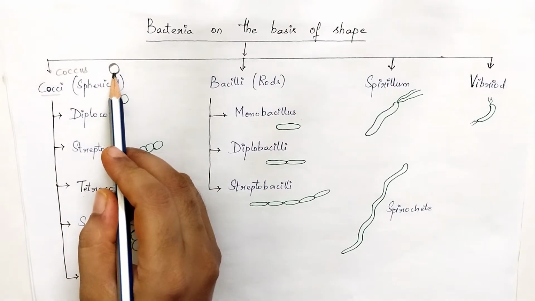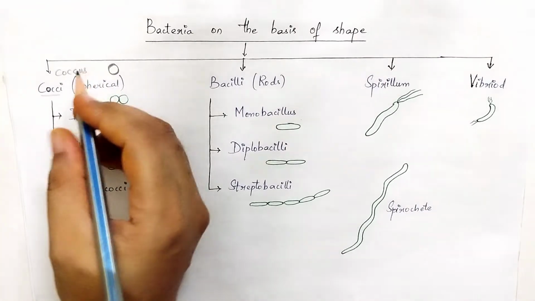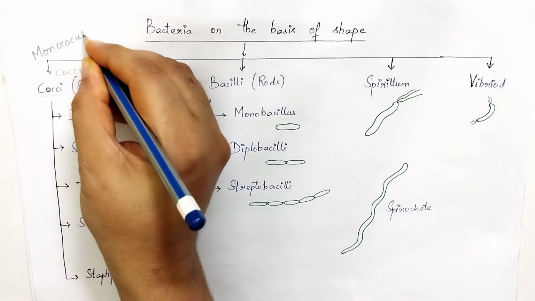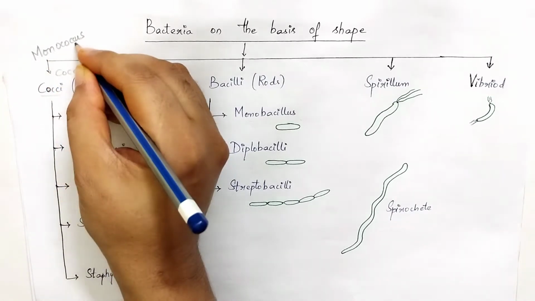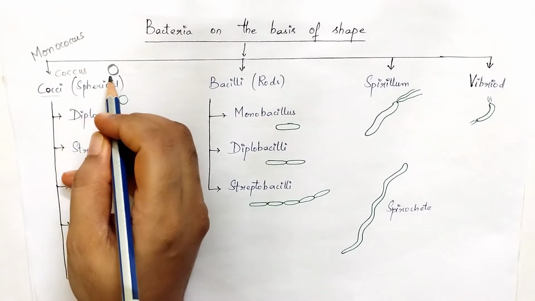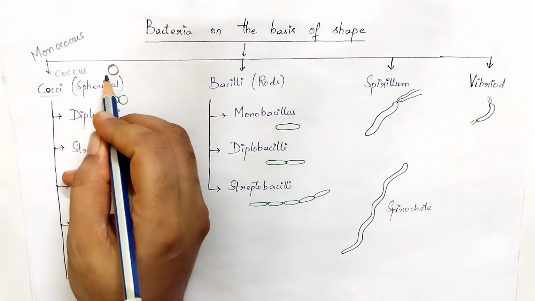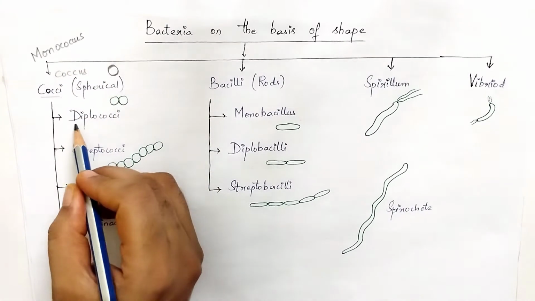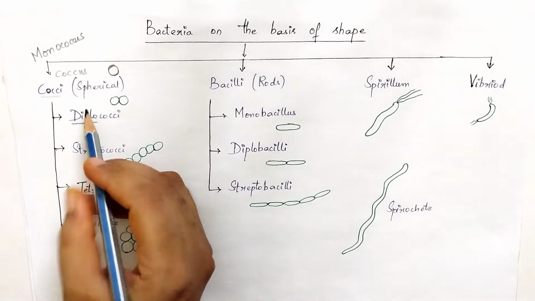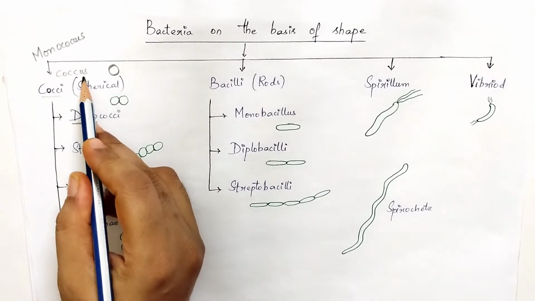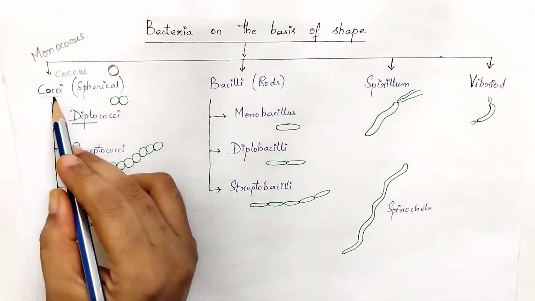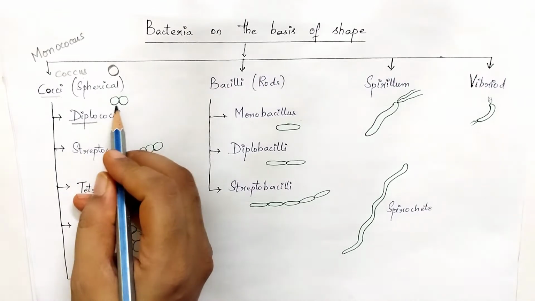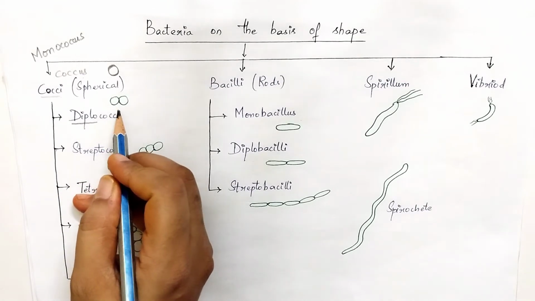If there is only one single bacterium, we call that monococcus. Mono means one. Coccus is the shape of the bacteria, that is round or spherical. If two are grouped together, we call it diplococci. As I told, if it is only one, we call it coccus; if it is more than one, the plural form is cocci. Hence diplococci means diplo, two, a combination of two spherical shaped bacteria.